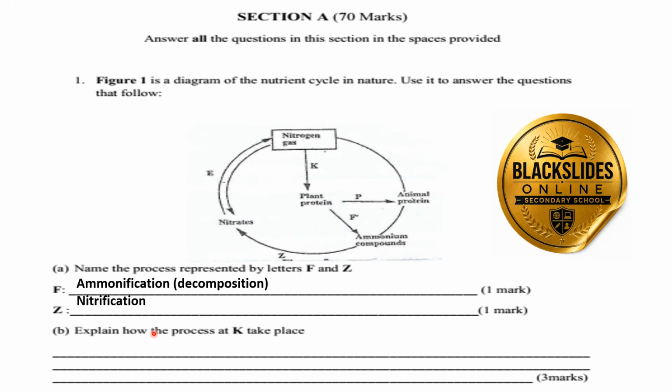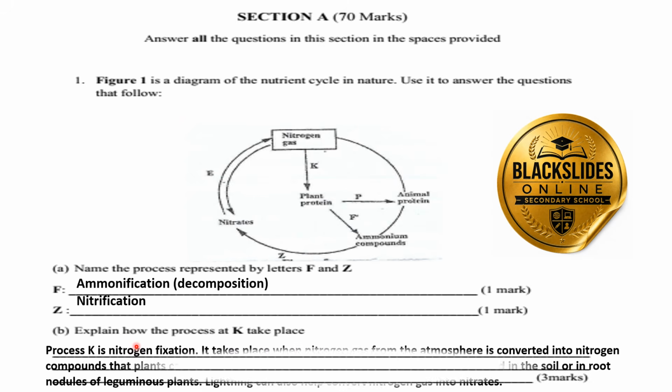So what is K? Once again, K is nitrogen fixation, which takes place when nitrogen gas from the air is converted into nitrogen compounds which plants can absorb. This is mainly done by nitrogen fixing bacteria, which are found in the soil or in what are called root nodules of leguminous plants like groundnuts, beans, and others. But lightning can also help to convert nitrogen into nitrates.